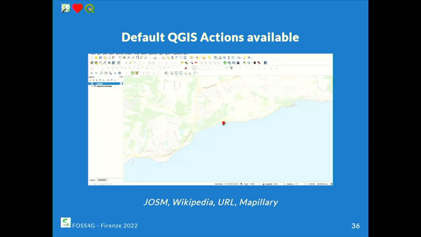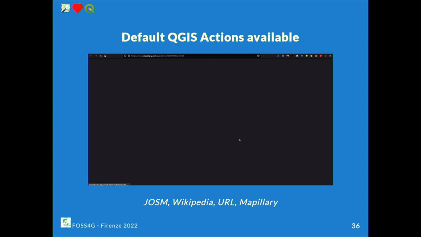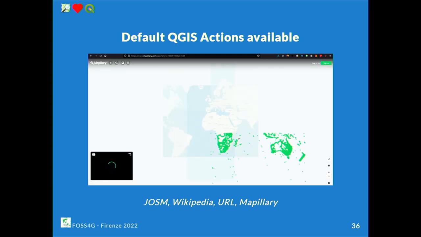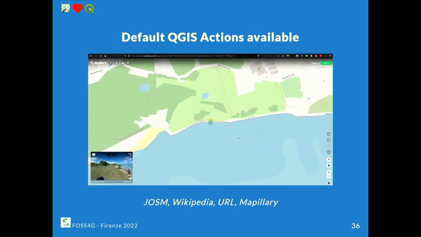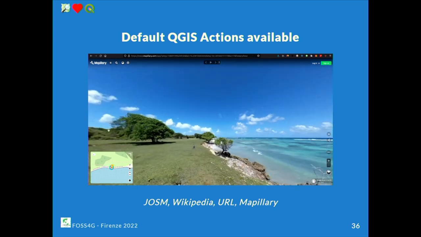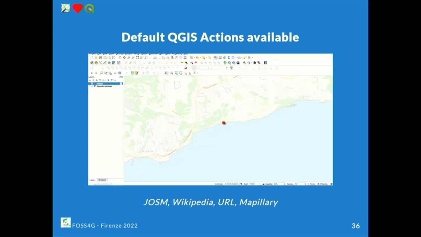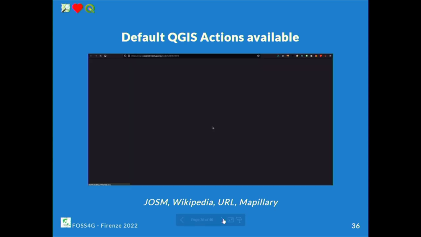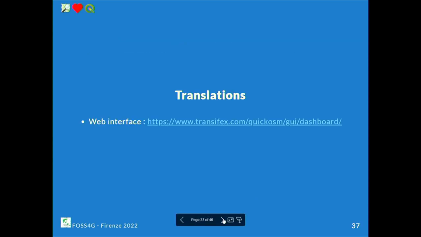This one, there is a Mapillary picture attached to this OpenStreetMap node, and I could open the Mapillary website. So it's the same if there is a Wikipedia or URL; it's just scanning and trying to find some default actions. Translations: I put the link if you want to translate in your own language.